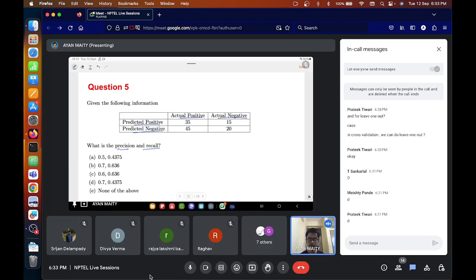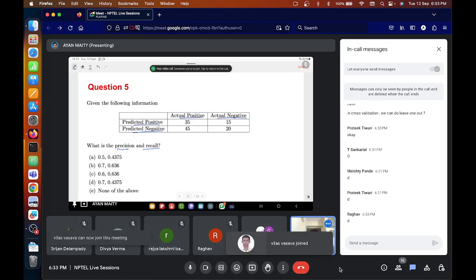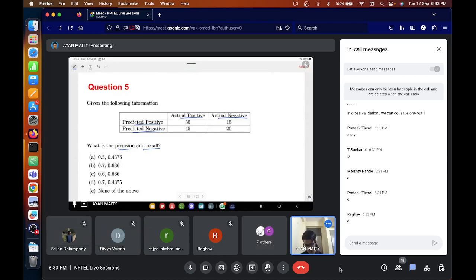Has anyone else computed these precision and recall values? Raghav is also saying option D. Vinaya is also saying option D. Okay.